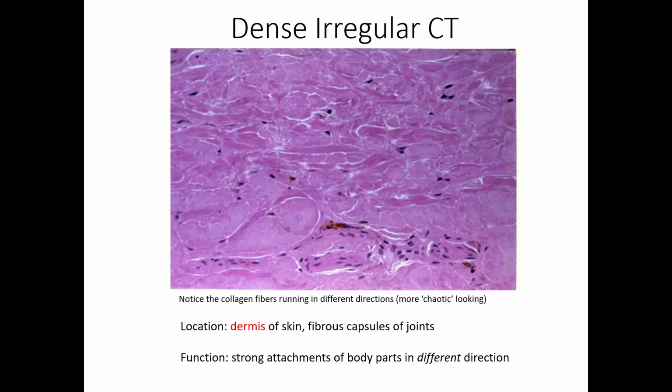You find dense irregular connective tissue in the dermis of your skin. If you just take your arm and move the skin around a little bit, pinching your arm and things like that, you can do that in multiple directions without breaking your skin. So, a bunch of pink mess. Sometimes I call it a pink mess. That's dense irregular connective tissue.